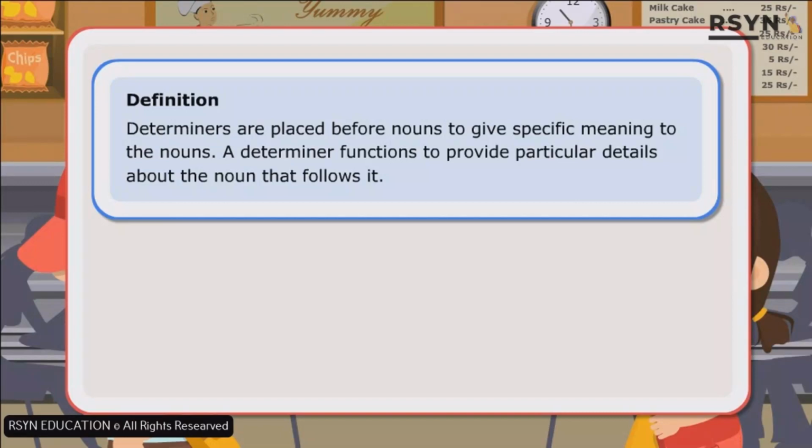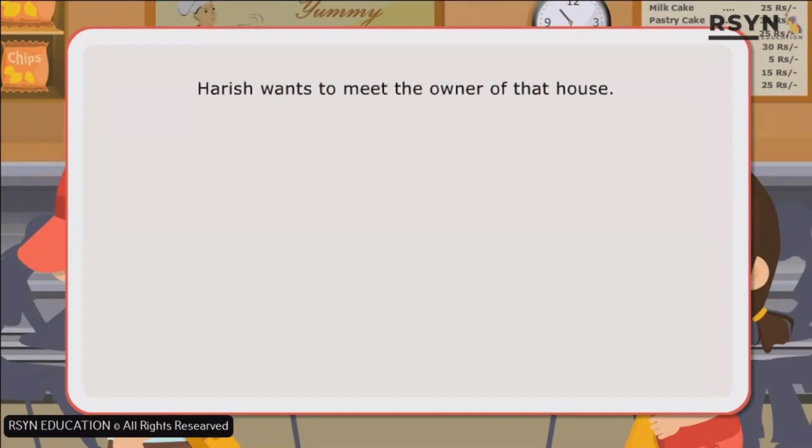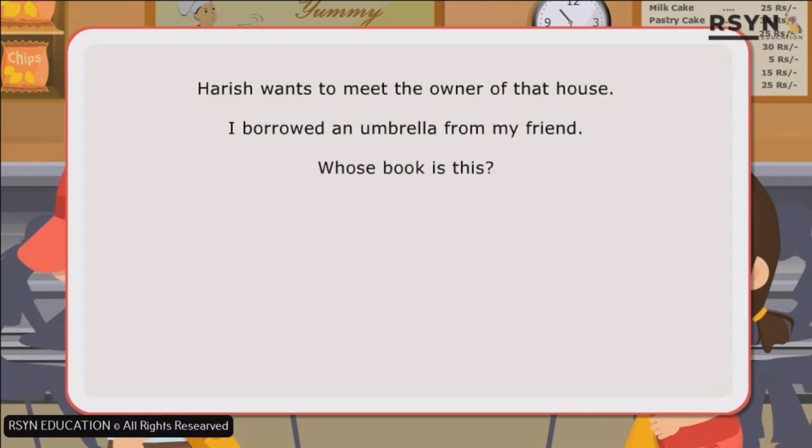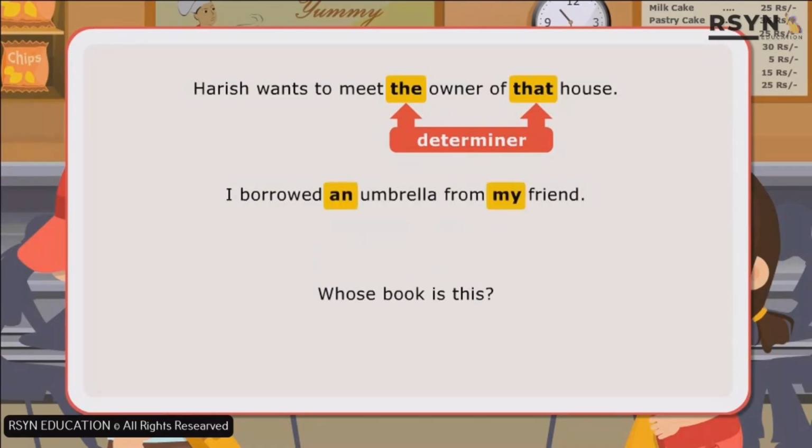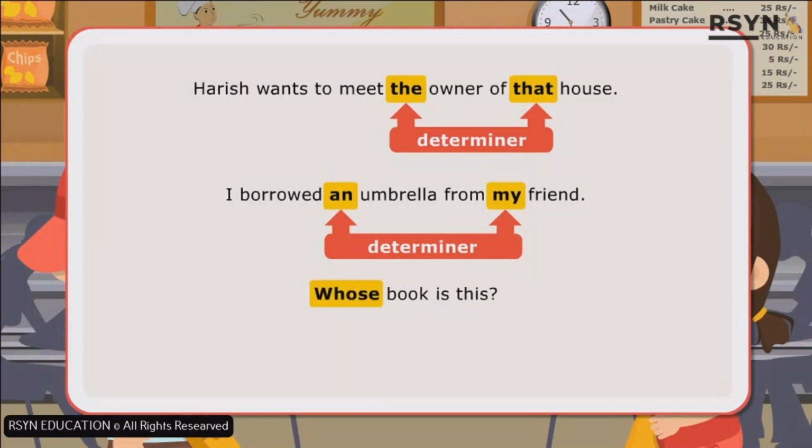Let us look at a few sentences. Harish wants to meet the owner of that house. I borrowed an umbrella from my friend. Whose book is this? In the first sentence, the and that are determiners, since they specify a particular person and point out a particular house. In the next sentence, an and my are determiners, since they give some information about the thing borrowed and also tell from whom it was specifically borrowed. In the third sentence, whose is a determiner, since it precedes a noun and asks something specifically about it.